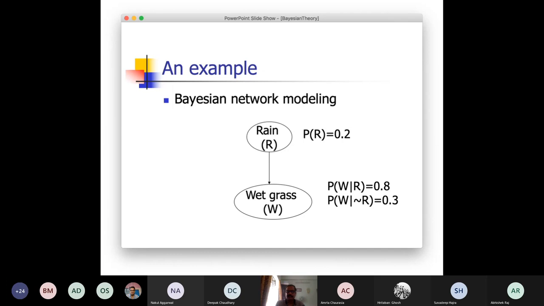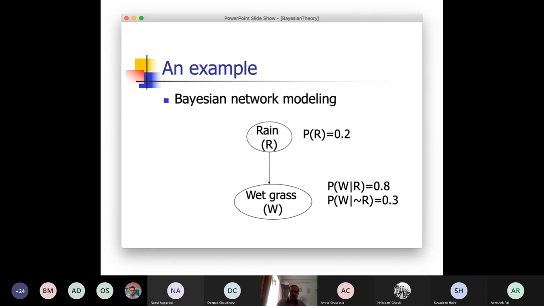So with this, can you work out what is the joint probability distribution of rain R and W? That means there are 4 combinations. What is the joint occurrence of rain and wet grass, rain and not wet grass, not rain and wet grass, not rain and not wet grass, right? So please compute these things with this.